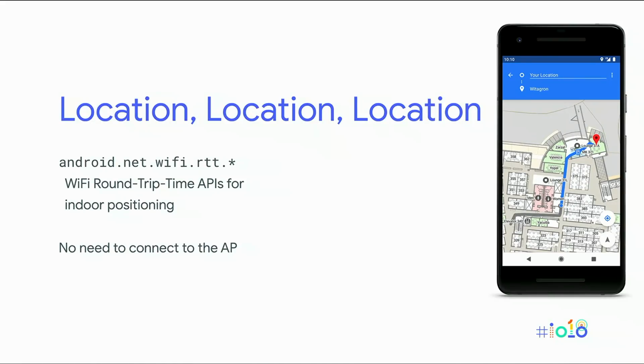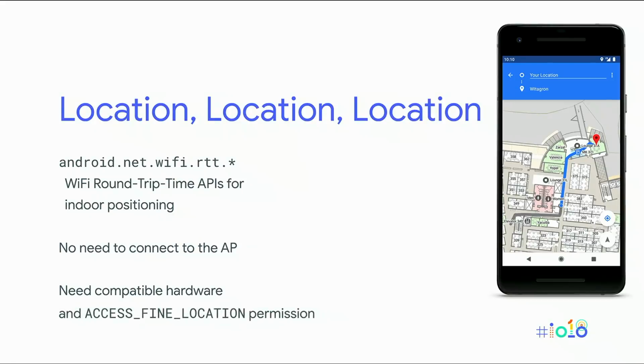You need to request the fine location permission, and you don't need to connect to the access point. So if you're building an application that requires locating the user inside a big building, you can take advantage of this API in Android P.